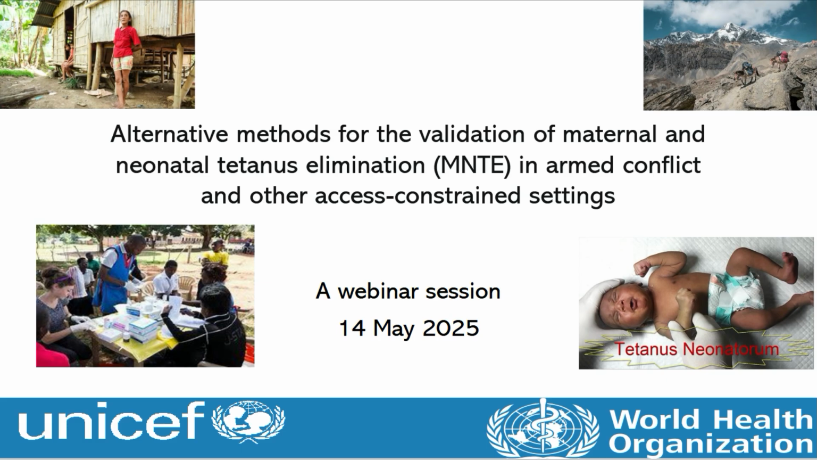Okay. Option 4, using large national surveys. Good for monitoring sustainability, but not suitable for district-level validation. And finally, Option 5, relying on NT surveillance. Currently not sensitive or reliable enough for validation in most settings, but vital for future monitoring.